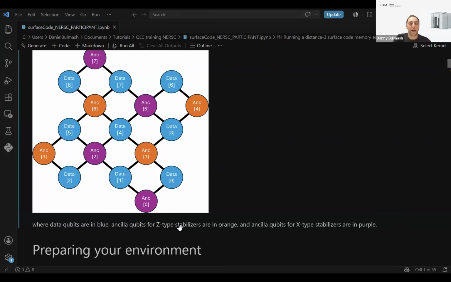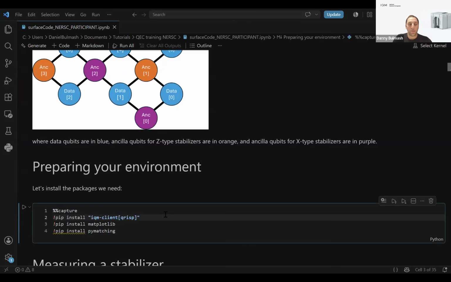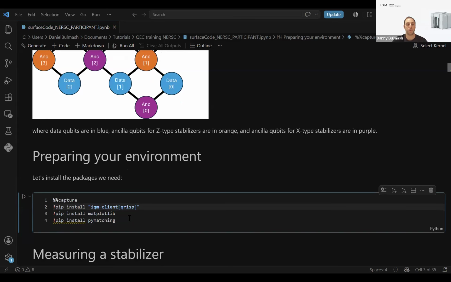Here I've changed colors a little bit. Data qubits are still in blue. Z-type stabilizers are in orange, and X-type stabilizers are in purple. So the first thing you'll have to do is install CRISP, which is the SDK that this is written in, as well as matplotlib if you haven't already, and PyMatching. PyMatching is for decoding, and IQM client is responsible for letting you send CRISP programs to the IQM quantum computers.